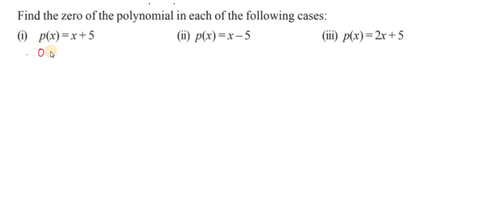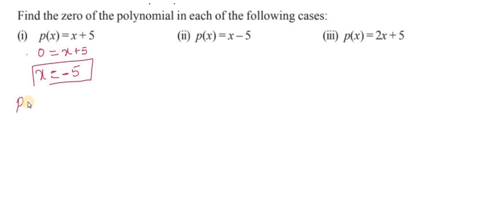We can write here 0 is equal to x plus 5. Now isolate the x term. Then transpose this plus 5 to the RHS. What will you get? X is equal to minus 5. So this x is equal to minus 5 is the zero of the polynomial p of x. Let's check that. Instead of x we replace by minus 5, and check whether it becomes 0 or not.